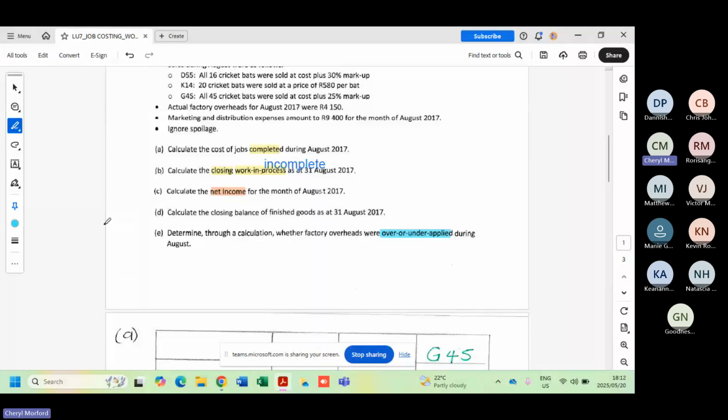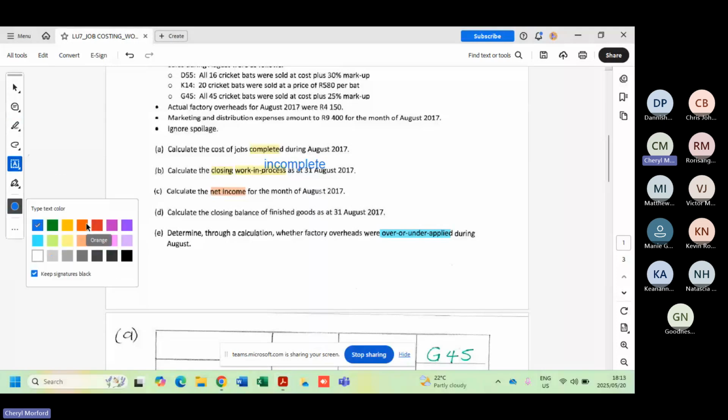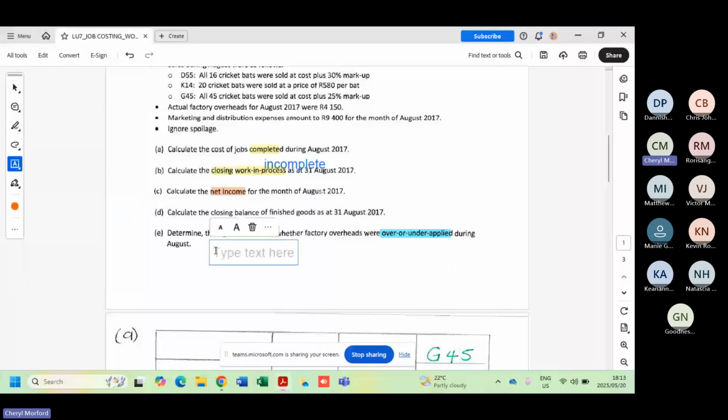In fact, every question on this section includes this, whether the overheads were over or under applied. So let me just explain for you there, seeing as we're on this one. We're going to say, even though we haven't done the calculation yet, if the applied overheads are greater than the actual ones, then we're going to say that we applied too much. So therefore, we will be over applied.